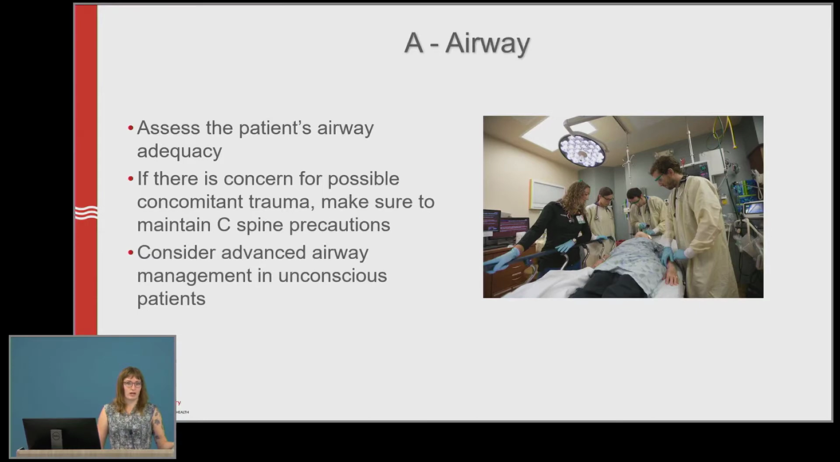So first, A is for airway. We all know this. We assess their airway first. Even if their arm has been blown off by a firework, we want to make sure we're assessing their airway, that their airway is patent, and that they don't need to get an advanced airway in place quickly. So you're going to ask them to talk, and if you're concerned they might have C-spine trauma in addition to this, you'll want to make sure that you're maintaining C-spine precautions.